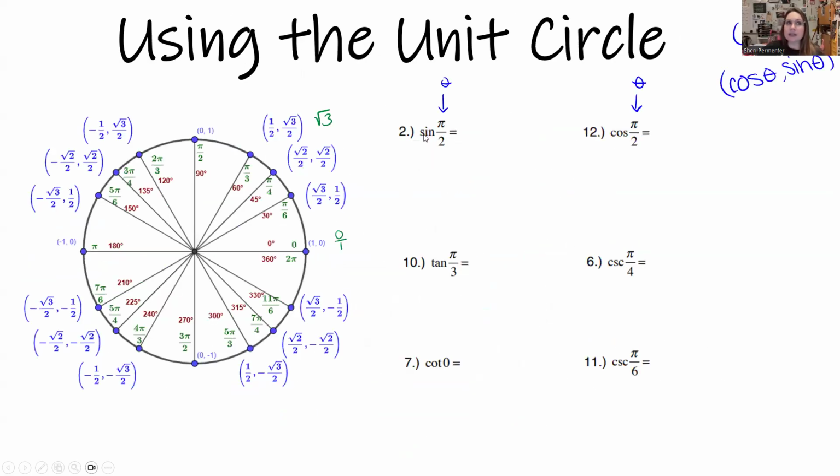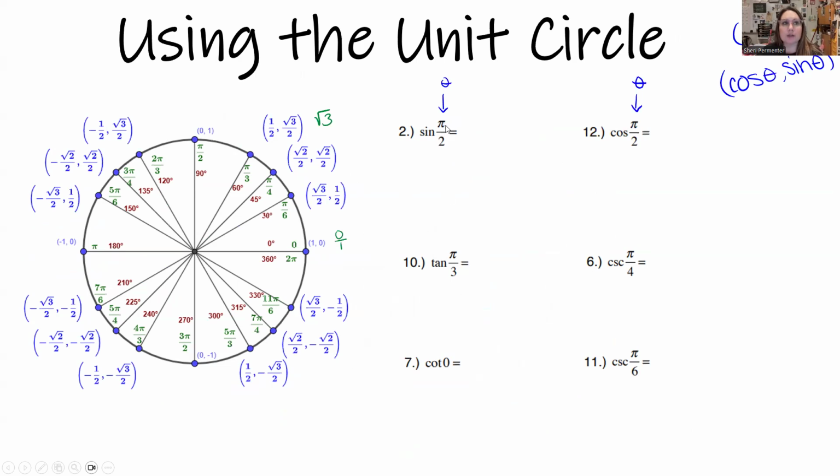So these are questions out of the assignment, and I want to point out that all we're doing is finding this angle, and then we're looking for sine. Sine is always the second value. So x comma y is the same thing as cosine comma sine.